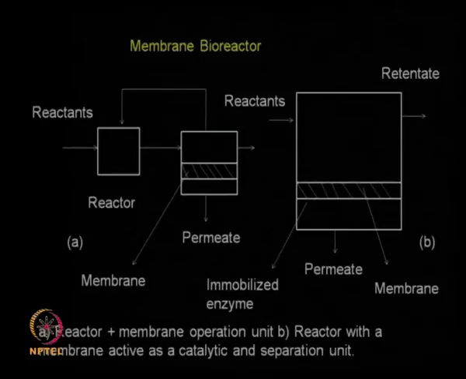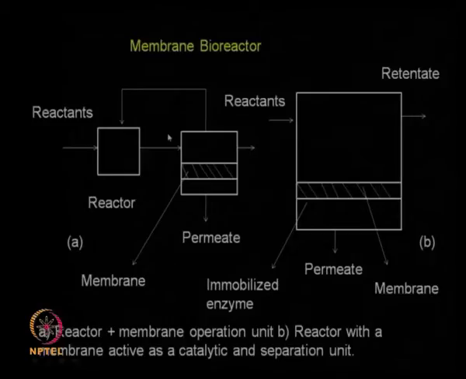So the first design we saw, where we are continuously removing a metabolite or a product so that you do not allow it to build up. If you allow it to build up, you may be denaturing your bacteria or fungus or enzyme. The second design is you are immobilizing your enzyme itself so that the membrane becomes an active catalyst and the product is removed continuously as a permeate here. So these are the two different designs by which I can achieve tremendous flexibility with the help of a membrane in the bioreactor technology.